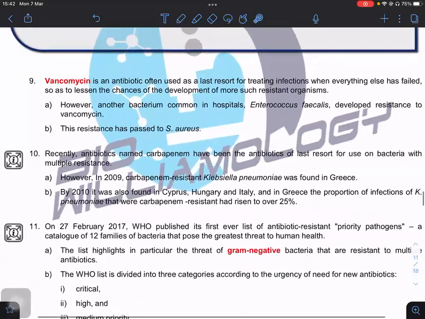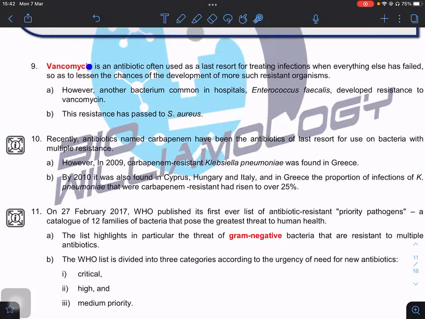Now, we have what we call the last resort antibiotic, vancomycin, but now vancomycin also cannot be relied on, because Enterococcus faecalis and Staphylococcus aureus are also resistant to vancomycin. It's not a last resort anymore. Recently, the antibiotic class carbapenems was also used as a last resort, but we have pneumonia caused by Klebsiella pneumoniae that is resistant to this antibiotic too.